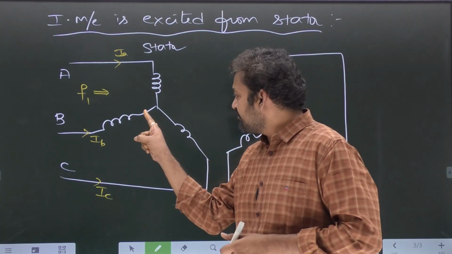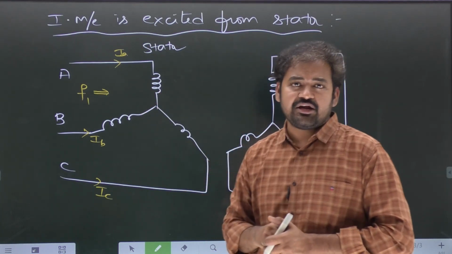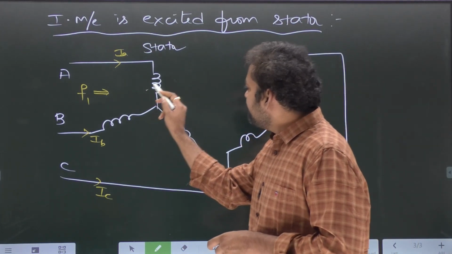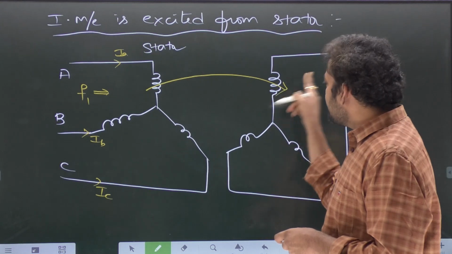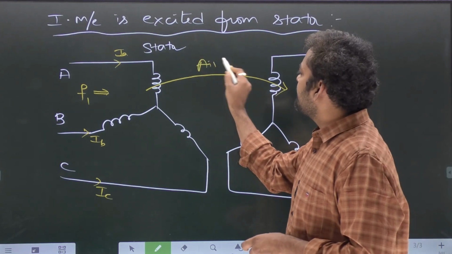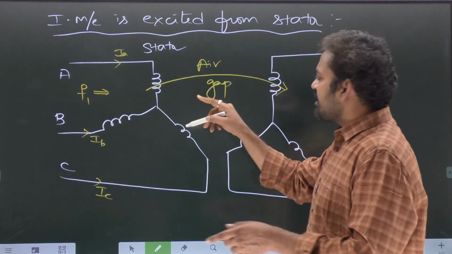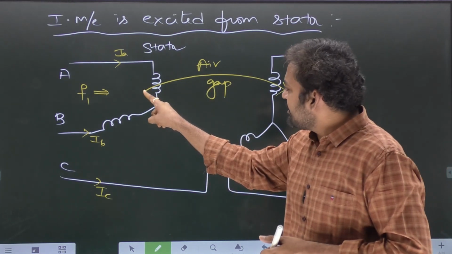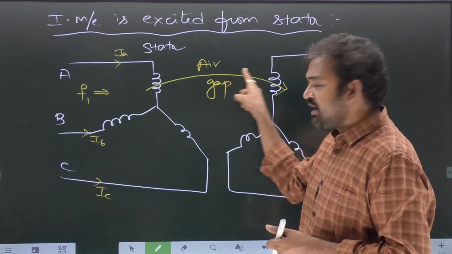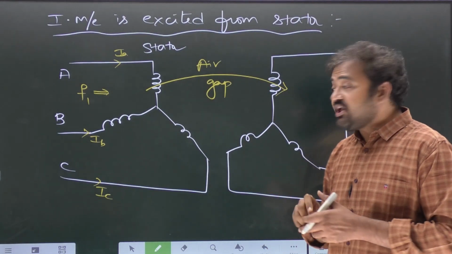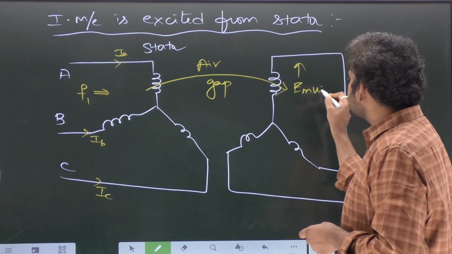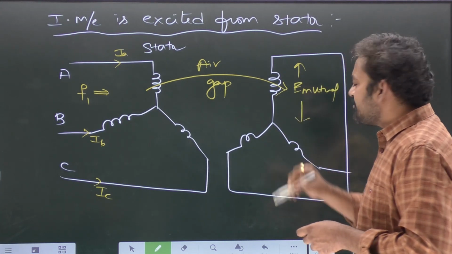So the stator winding will create a rotating magnetic field, and that stator magnetic field will cross the air gap and link the rotor winding. We know between stator and rotor there is an air gap. That stator magnetic field will cross the air gap and link the rotor winding. Therefore, a mutual EMF will be induced in the rotor winding. This is like the secondary induced EMF of a transformer.